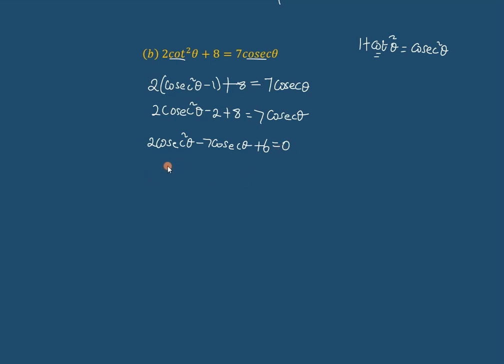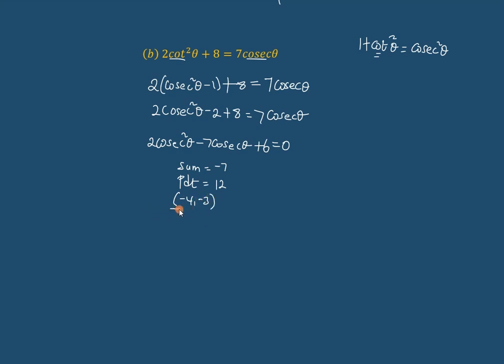We can either say that let cosec equal to maybe y or x, but I am deciding to take it as cosec. So find two numbers whose sum is negative 7 and whose product is 12. That is these 2 times that 6, and those numbers can be seen to be minus 4, minus 3.